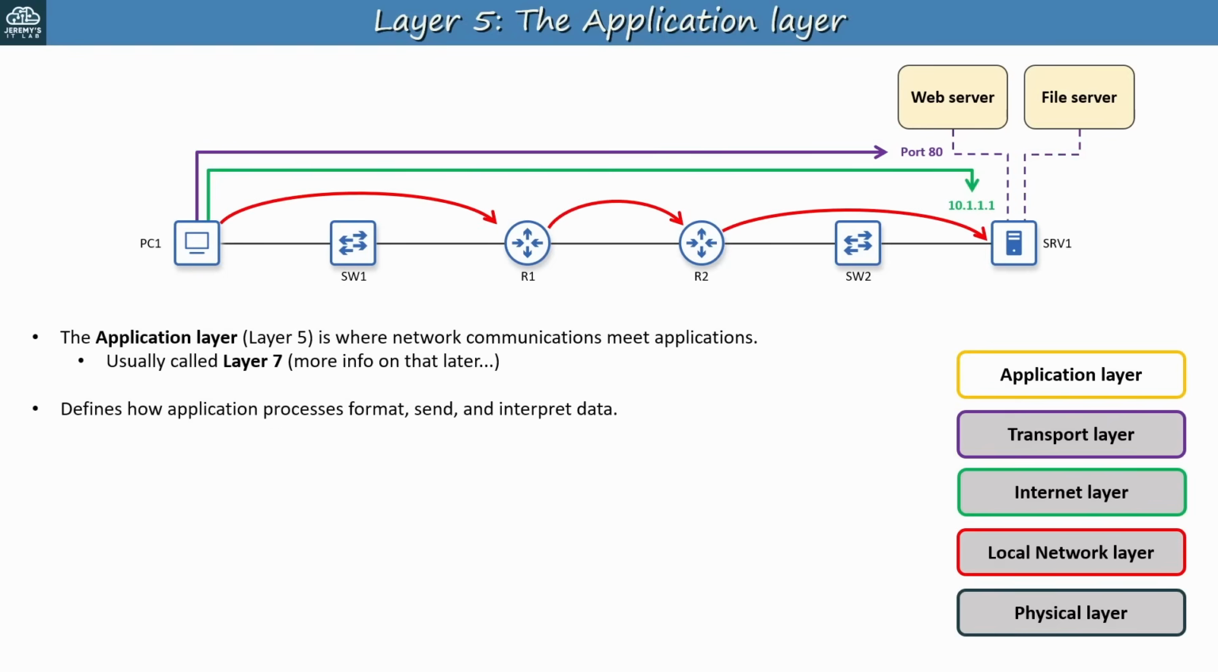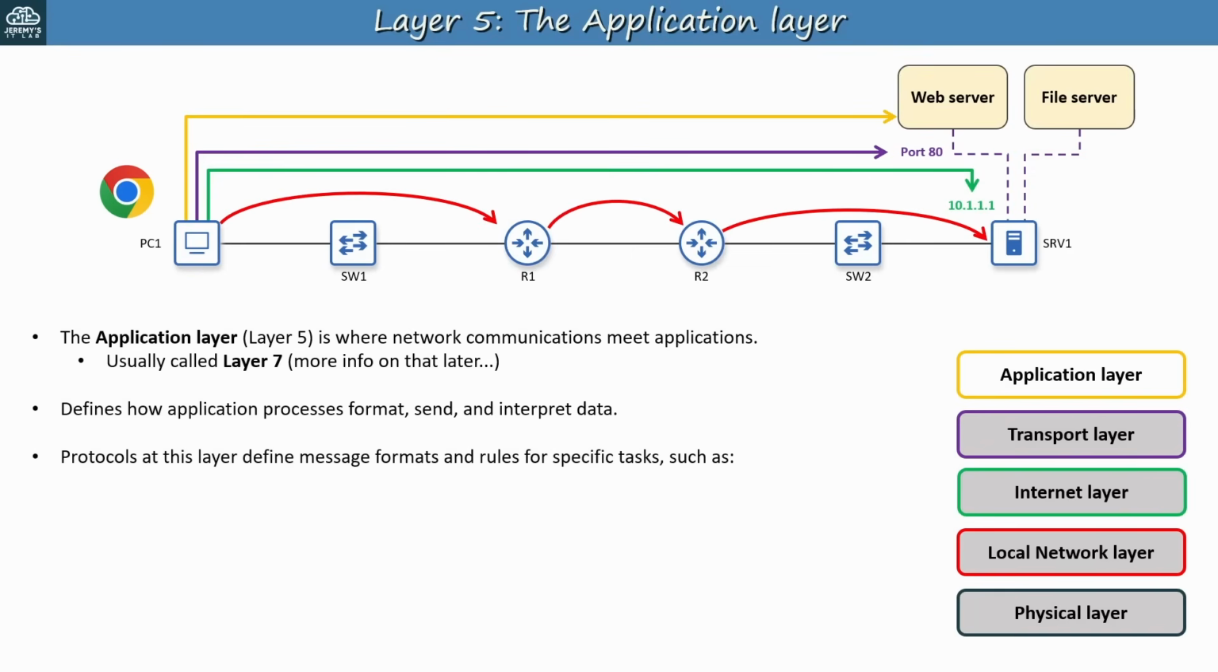The application layer defines how application processes format, send, and interpret data. So when Chrome on PC1 sends a request to the web server process on server 1, it uses an application layer protocol, such as HTTP, to format and send the message. And that same protocol tells the web server how to interpret the message it receives.